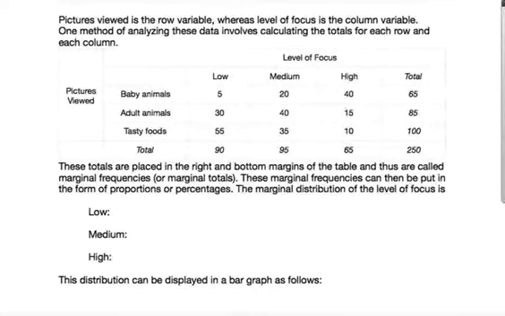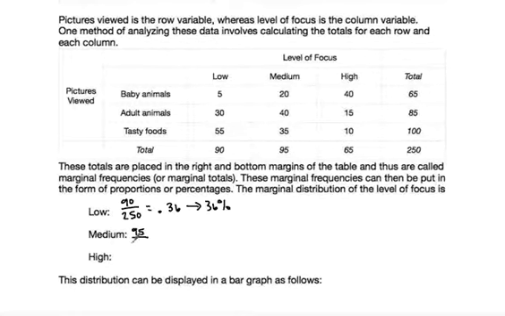These marginal frequencies can then be put into the form of proportions or percentages, and so the marginal distribution of the level of focus would be those that had low focus. There were 90 who had low focus out of the total 250, and so 90 of 250 would give us a proportion of 0.36 or 36%. Medium focus, there were 95 people who had medium focus out of 250, and so that would give us 0.38 or 38%. And then there were 65 out of 250 who had high focus, and that would be 0.26 or 26%.